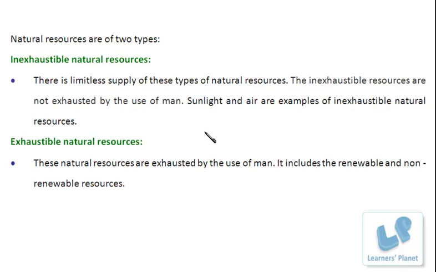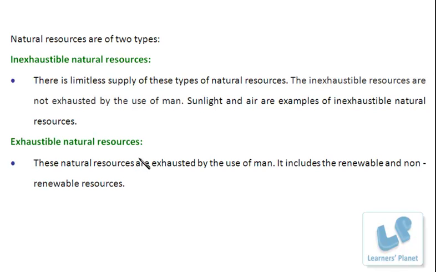Wind energy can be used. Say windmills. What do these windmills do? They convert the energy of wind into electricity. So power can be generated by using wind energy also. These sources of energy are called inexhaustible natural resources.